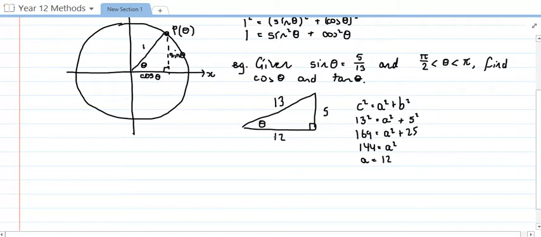So based on this triangle, I can now write that cos theta is the adjacent over the hypotenuse, which is 12 over 13. And only now do I need to consider whether it is positive or negative. Given that it's in the second quadrant, we know that cos in the second quadrant is negative, so I'll make that negative. And tan theta is the opposite over the adjacent, so that's 5 over 12 in this case. And again, because it's in the second quadrant, I know that tan is negative, so I'll put a negative in front of that.